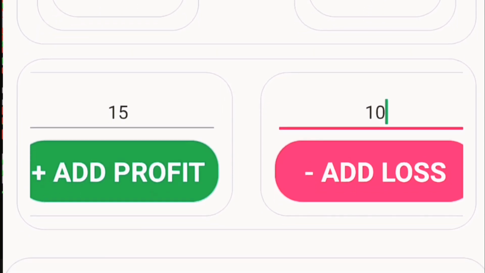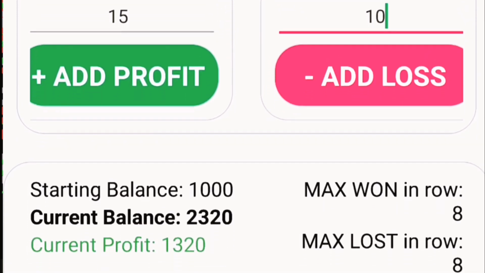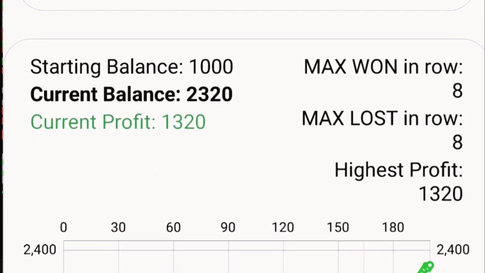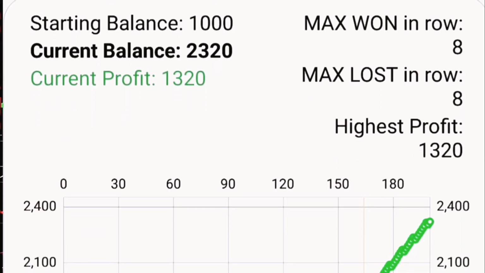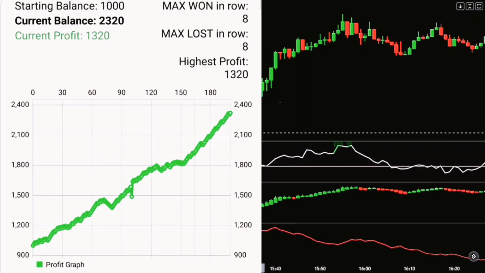We just finished the backtesting for this strategy, and we can see that the results are amazing. We had a win rate of 65% in 200 backtested trades, having won 131 trades and lost 69, which made us 132% return on investment.